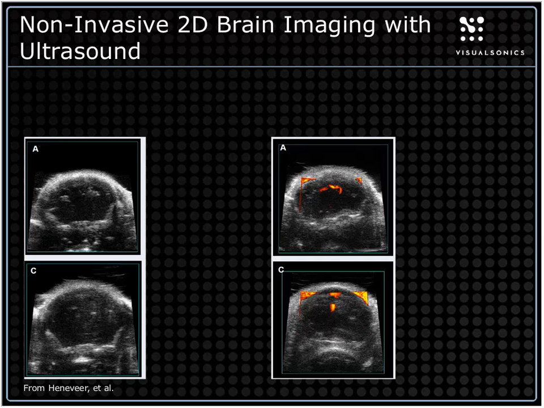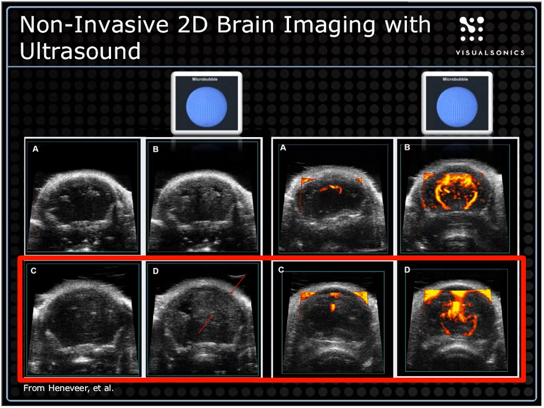So this is from Dr. Carola Hennevier. Some studies that she did where we've got animals, just regular B-mode imaging of these animals. This is a coronal section through a mouse brain. We then turn on the Doppler, and you can see a little bit of blood flow here. But the use of microbubbles is really the key here.